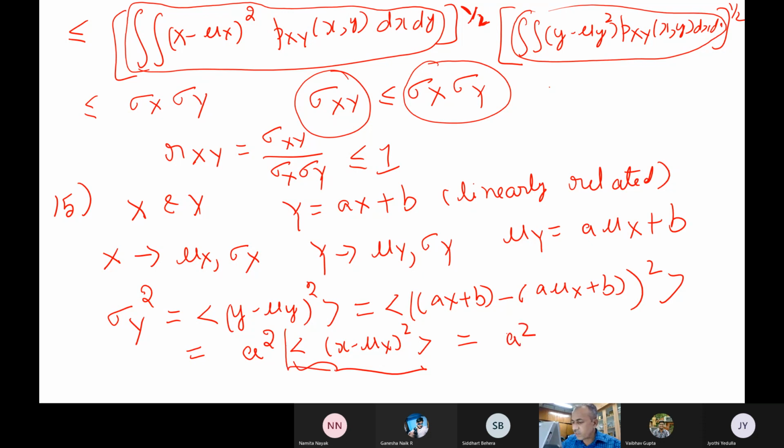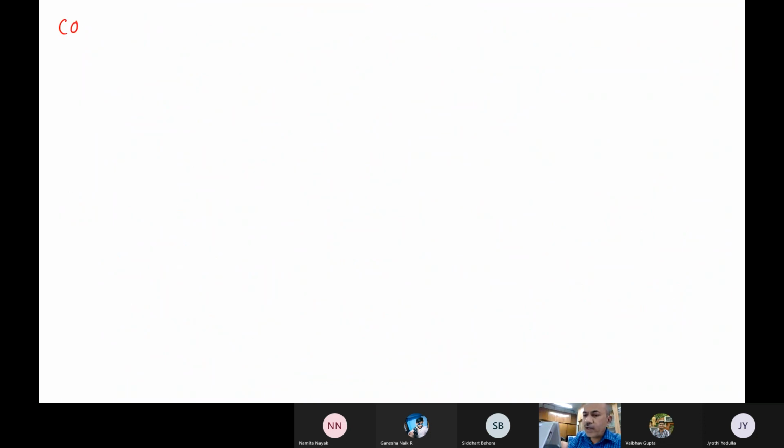Now what is this value? Expectation of (x minus mu of x) whole squared, that is sigma x square only. Okay, so this is our sigma y square. Now if I try to find out the covariance of x and y, that will be sigma xy.